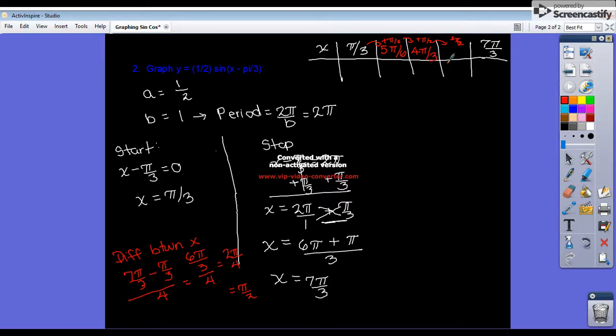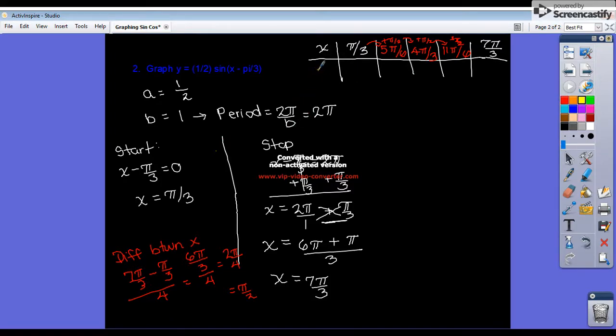Once you have 4 over 3, add 1/2 to that as well. Then you'll get another mixed number, so you'll set it as an improper fraction, giving you 11 pi over 6. And finally, if I add 1/2 to that again, I'll get 7 pi over 3. So I have all of the x values.